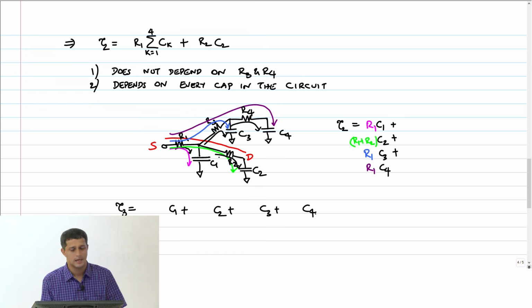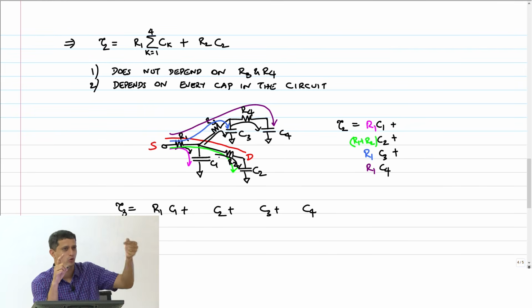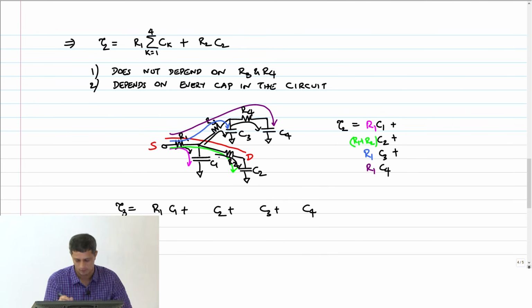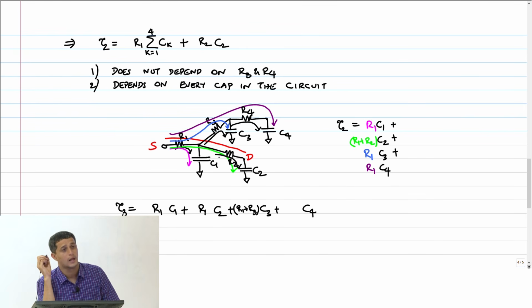So what should be the coefficient of C1? Yeah, R1. C2. Yeah, because I am now talking of node 3, the only resistance which comes in the intersection of source to node 2 and source to node 3 is R1. What is it for C3? R1 plus R3. What is it for C4? Yeah, R1 plus R3.